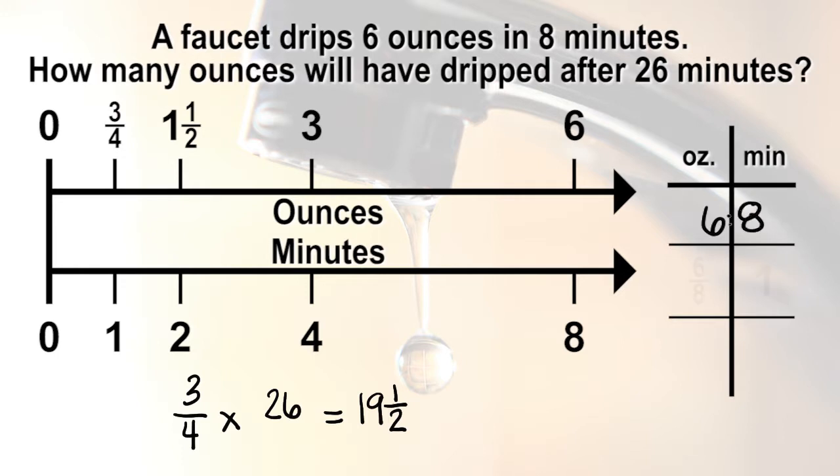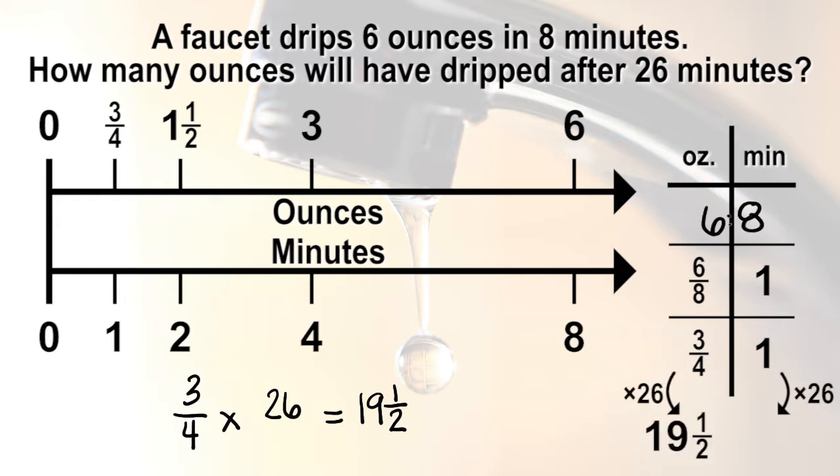To solve this problem with a ratio table, we learned earlier that the unit rate could be determined by writing the ratio as a fraction over 1. The faucet drips 6/8, or an equivalent fraction, 3/4 of an ounce per minute. If we multiply both by 26, we get that the faucet drips 19 1/2 ounces every 26 minutes.